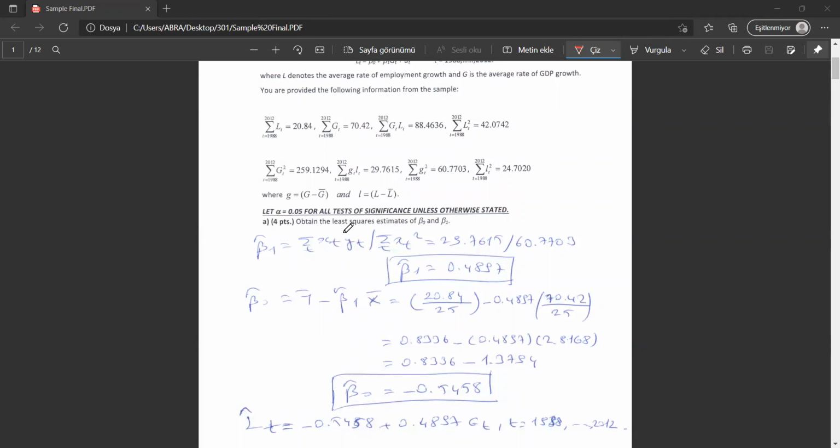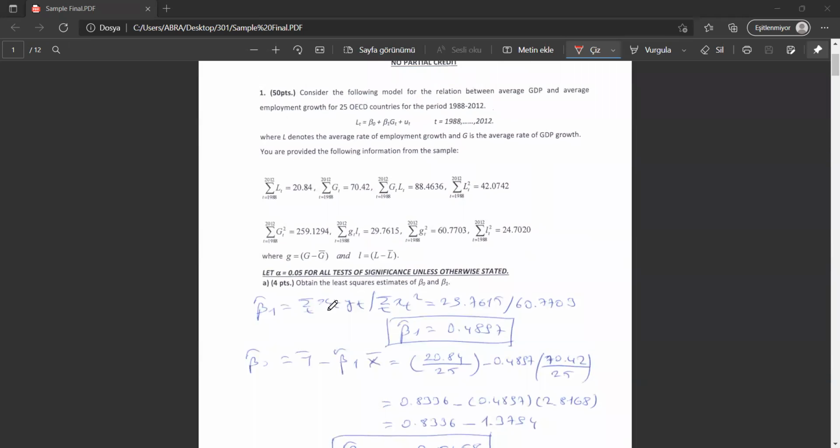Here we need to obtain the least squares estimates of beta 0 and beta 1. Here you can just use the formulas for beta 1 hat and beta 0 hat, which are things you should memorize. The beta 1 hat is basically the summation of small xt yt over the summation of small xt squared. Now xt represents the explanatory variable, which is g, and yt represents the explained variable, L.